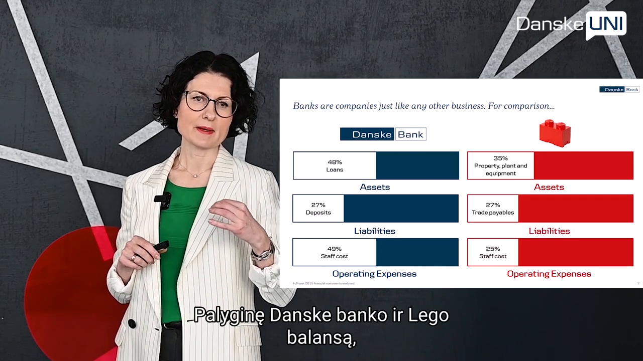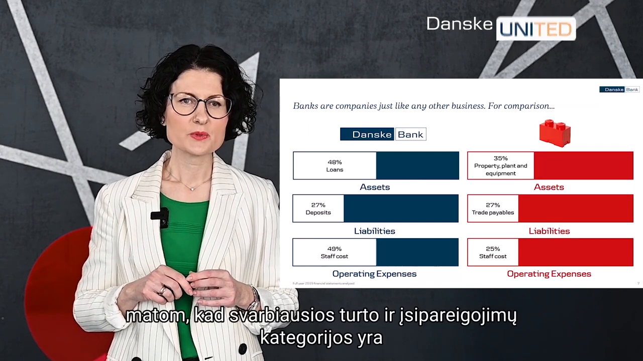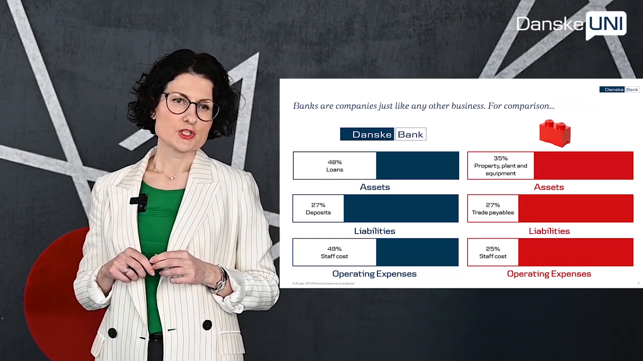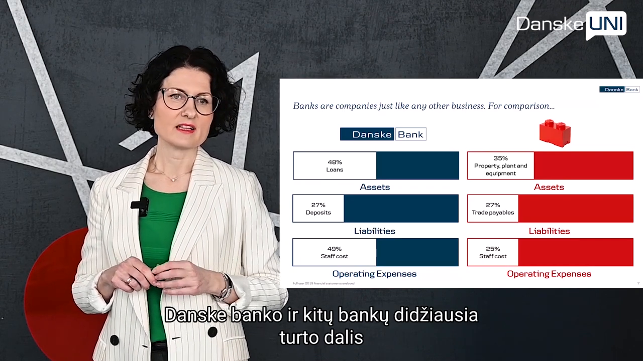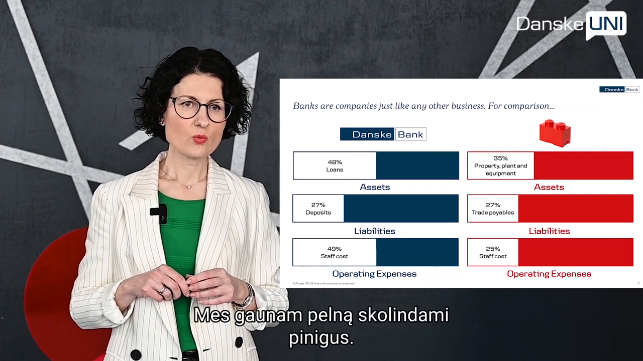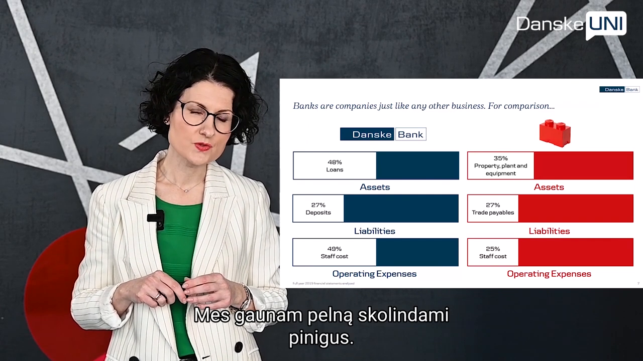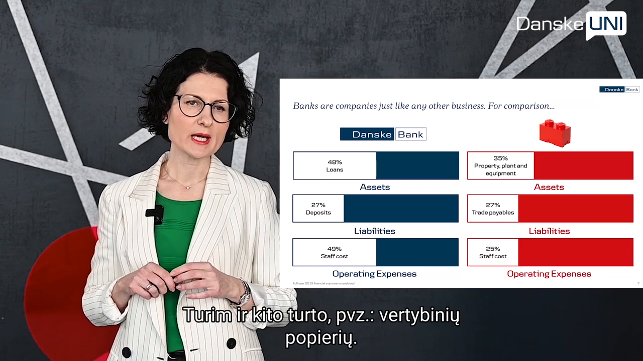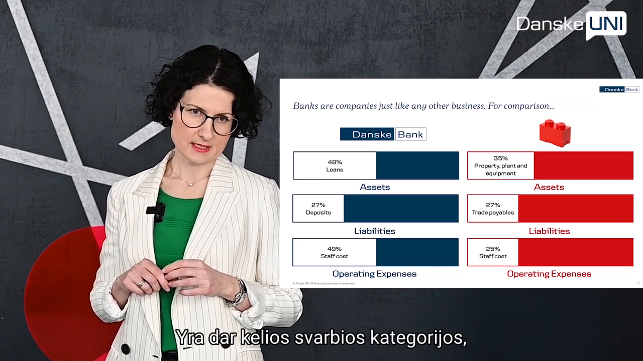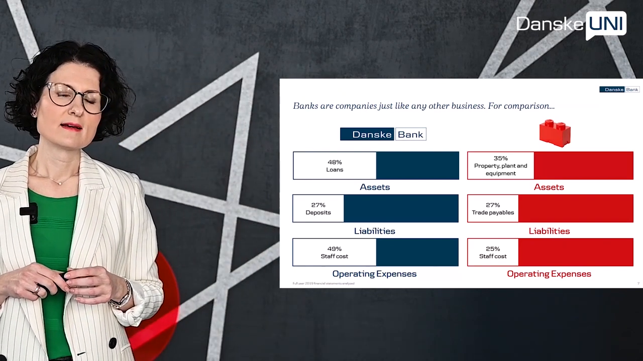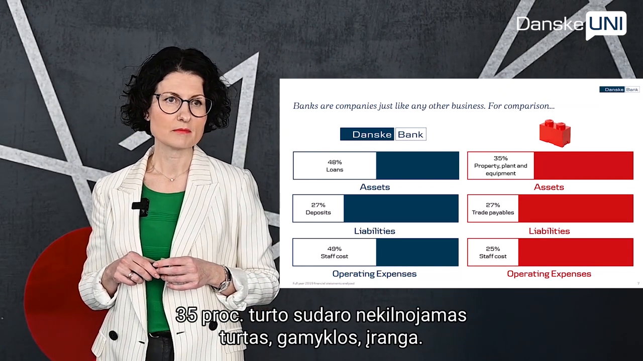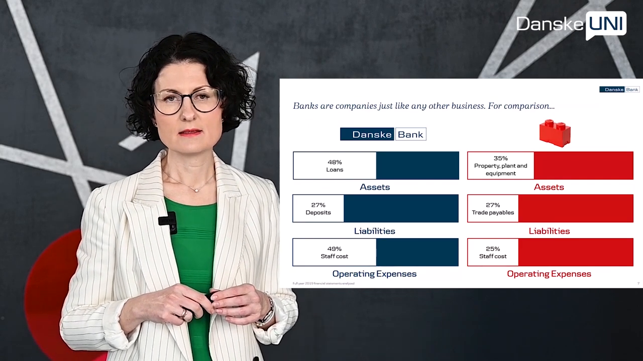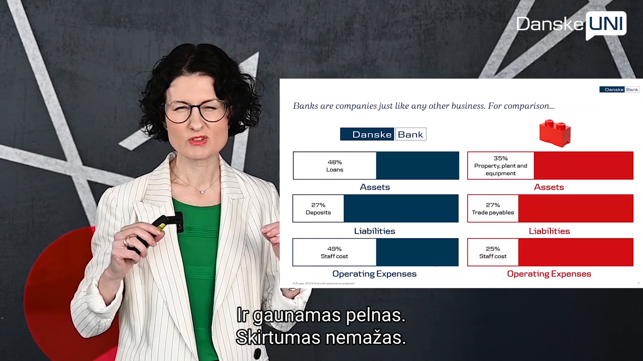So if we look at the balance sheet statement of Danske Bank and Lego, we will see that in assets and liabilities, the most important articles or categories are actually quite different. For the bank, for Danske Bank and any other bank, the largest proportion of our assets will lie in loans. We earn our revenues from issuing loans. So 48% of our assets sit in loans. Other assets, of course, are, let's say, securities that we have bought, and there are a few more important categories in assets, but the most important is loans. Whereas in Lego, as we can see, 35% of assets sits with property, plant, and equipment. And well, that's kind of understandable because that's what they use to make their product and to get their revenue. So quite a difference here.